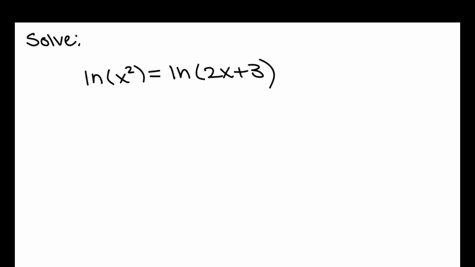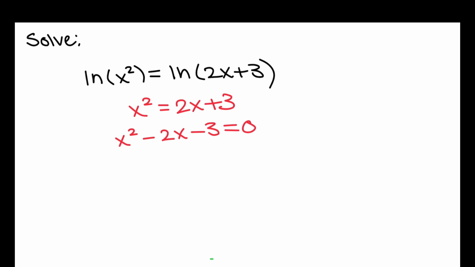Now, if we have an equation that has a log with the same base on both sides, we can use the one-to-one property of logarithms. If we have the exact same base on both sides, then the thing inside the logs has to be equal. So to solve the equation natural log of x squared equals natural log of 2x plus 3, the x squared has to equal the 2x plus 3. If I set one side to 0, I've got x squared minus 2x minus 3 equals 0.